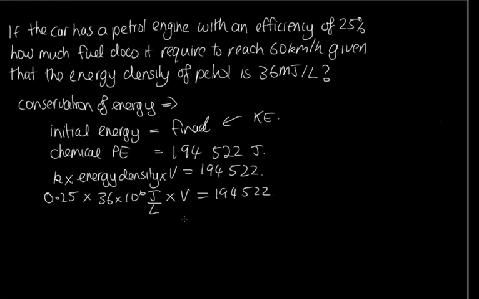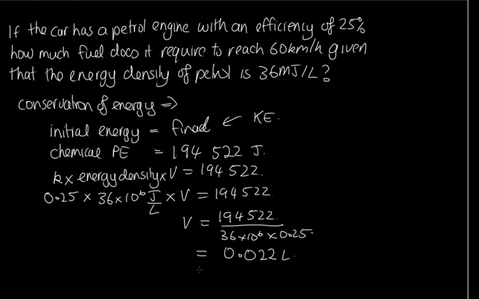So now we can rearrange this. The volume is equal to 194,522 divided by 36 times 10 to the 6 times 0.25. So solving that on the calculator, we end up with 0.022 litres, which is equal to 22 millilitres.